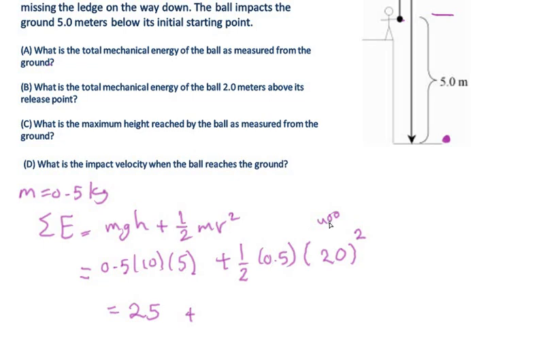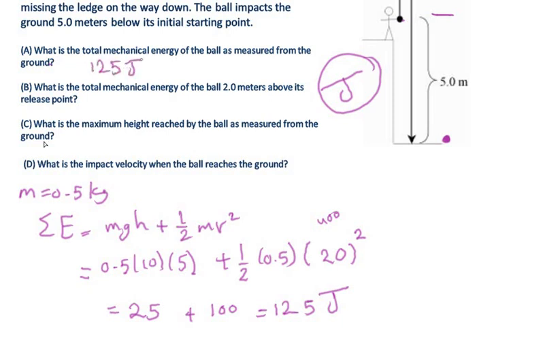Half of 400 is 200. Again, half of 200 is 100. And this is 125. Now, what is the unit of energy? Energy is measured in joules. So this is 125 joules. Then the total mechanical energy is 125 joules.